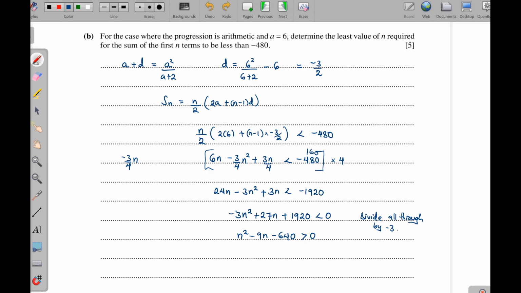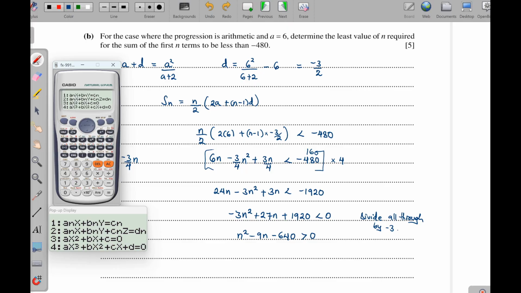Okay. Now, this is a quadratic equation. We can factorize it using the calculator. The coefficient of n squared is 1, the coefficient of n is negative 9, and the constant part is negative 640. So this one was not factorizable. Since it wasn't factorizable, you need to show the attempt to solve.